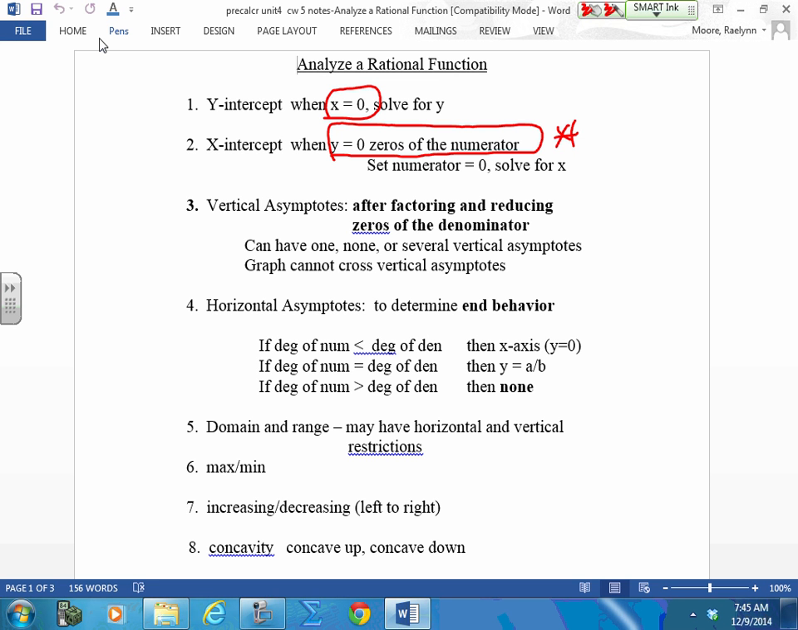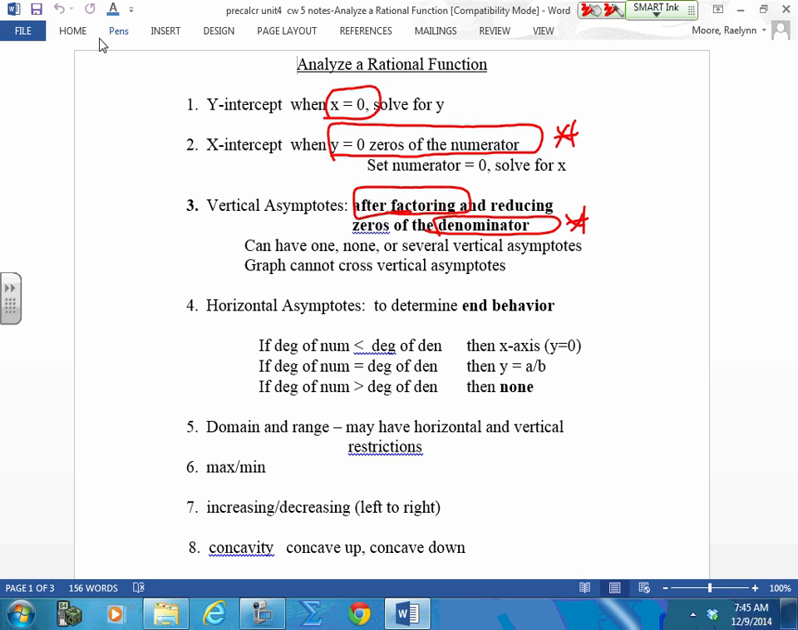Okay, sorry about that. We look at your vertical asymptotes. The vertical one, that's when you have a restriction in your denominator. This is because of a restriction in your denominator. But we're going to look at that after we factor. Now you see this is bold. After factoring and reducing, we look at the zeros of your denominator.